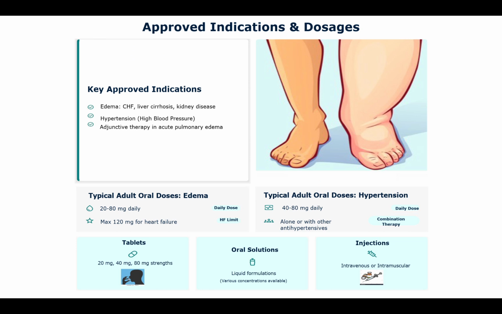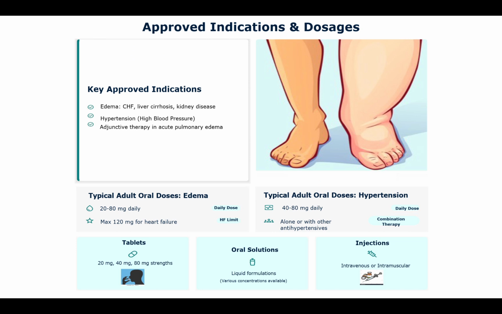For typical adult dosages, particularly for oral administration, for edema related to conditions like CHF, liver or kidney disease, the initial dose is generally 20 mg to 80 mg daily. This can be adjusted based on the patient's response, with the maximum dose potentially reaching up to 120 mg daily for severe heart failure. For hypertension, the oral dose typically ranges from 40 mg to 80 mg daily, and it can be used alone or in combination with other antihypertensive medications.